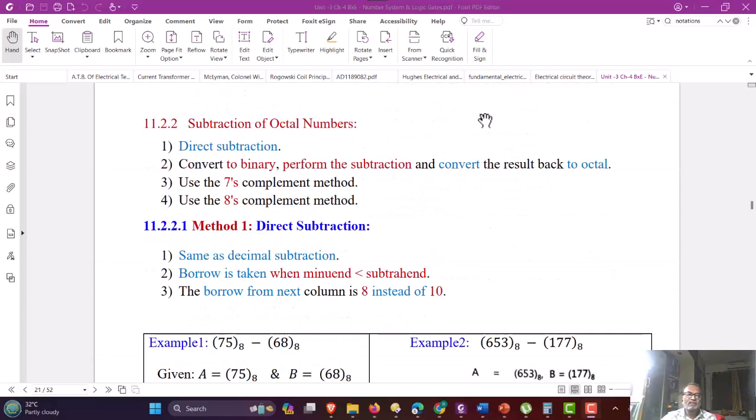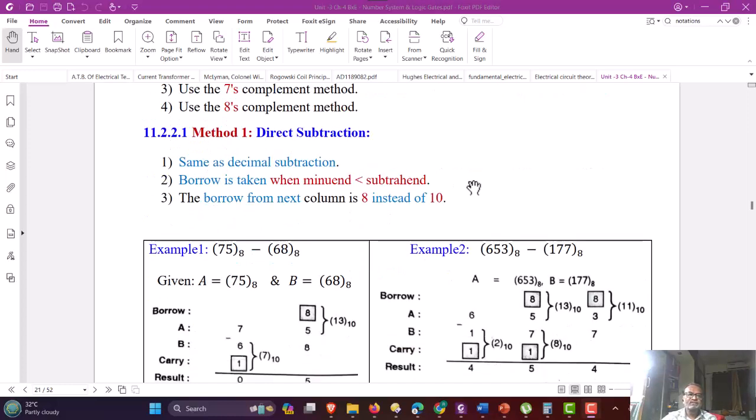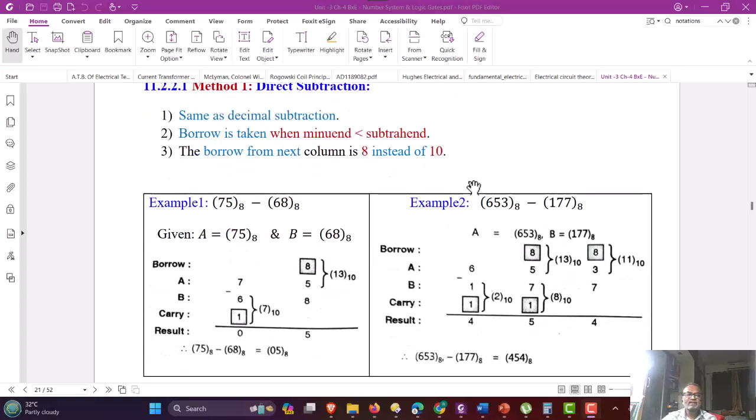The octal number subtraction using 7's and 8's complement method is not in the syllabus, but direct subtraction is covered here. And octal number subtraction can be done in steps. First, convert the octal number to binary. Then binary subtraction will be performed. And then convert the result back to octal. So the direct method we will see.